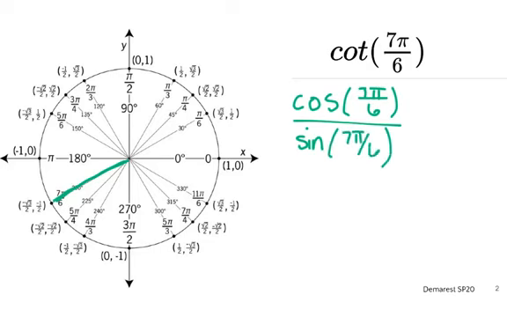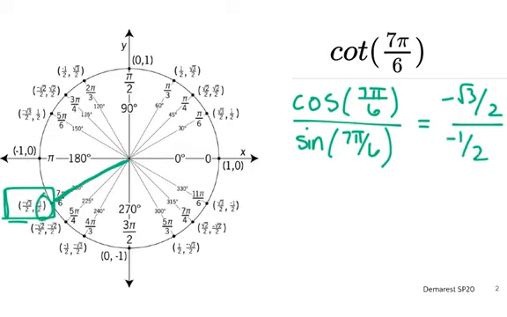Okay? Now everything can be found on the unit circle, right? I'm looking at this ordered pair because that is the ordered pair at the 7 pi over 6 angle. Cosine is my x-coordinate, so negative radical 3 over 2. Sine of 7 pi over 6 would be my y-coordinate, which would be negative 1/2. Okay, now we've got a fraction over a fraction, and we do need to simplify this.